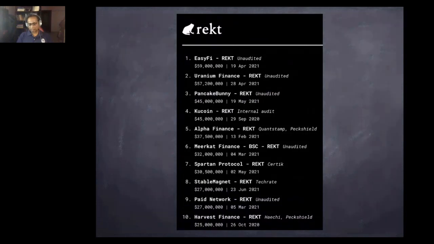So this is from a publication called Rekt that you can find online. And they sort of maintain a leaderboard of projects that have got attacked, that have got exploited. And here you see the number one until 2 days ago was this project here that had got exploited for $59 million, right? And all the others were like $57 million, $45 million. And the last one, I think, the top 10 were above $25 million. That is what we've seen, but the exploit 2 days ago was $600 million, right? So it obviously was huge.